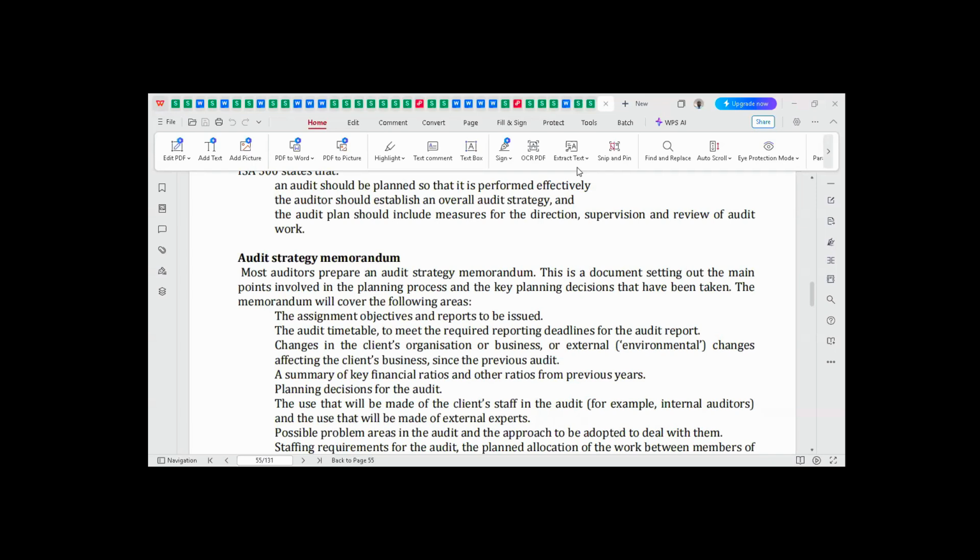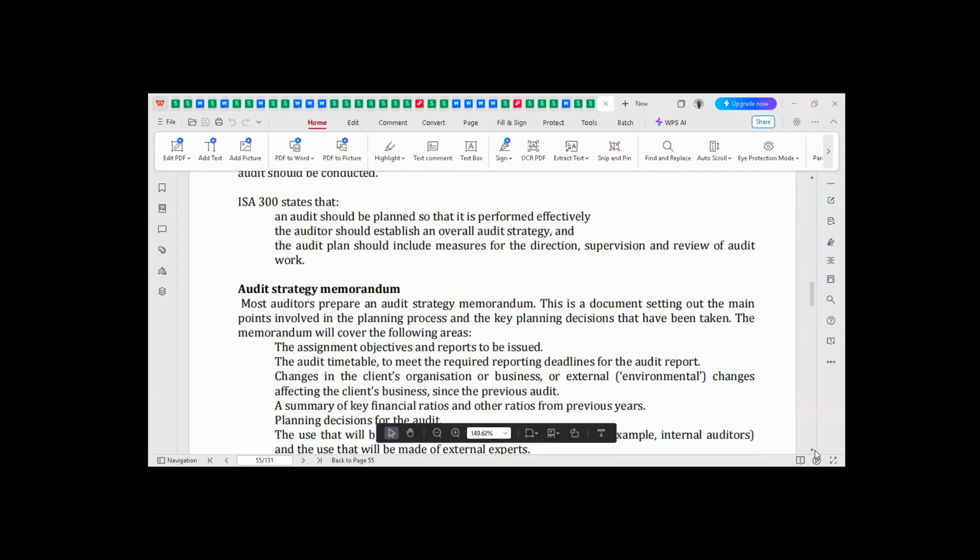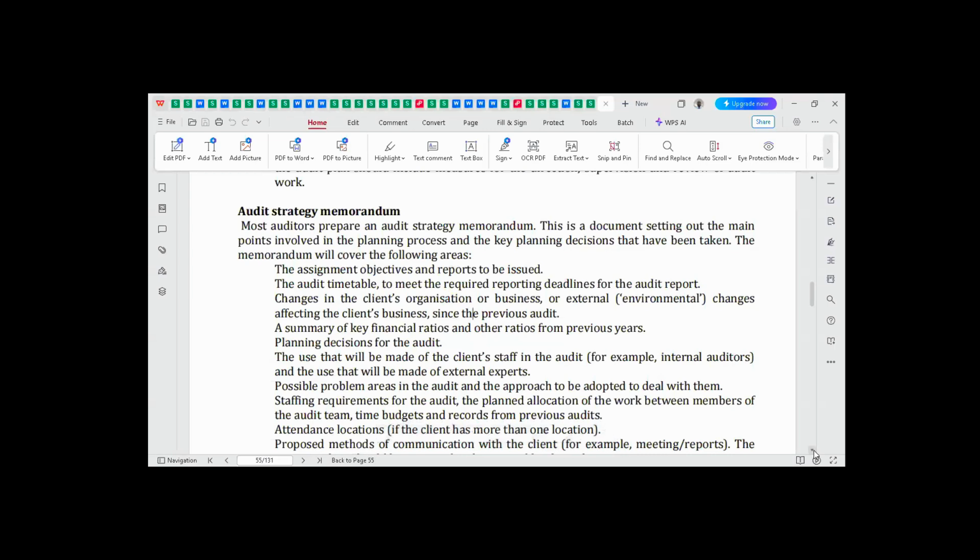Then in your audit strategy memorandum, you also need to contain planning decisions for the audit, that is, how you intend to embark on that audit, how you intend to conclude on that audit in time, you have to also take that. All right. The next thing you also need to have in your audit strategy memorandum is the use that will be made of the client staff in the audit.